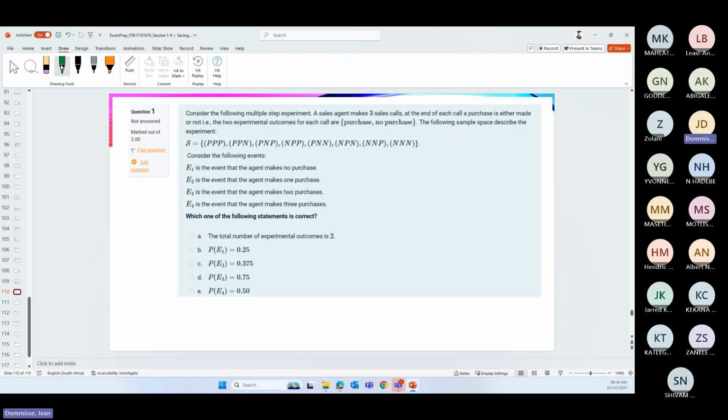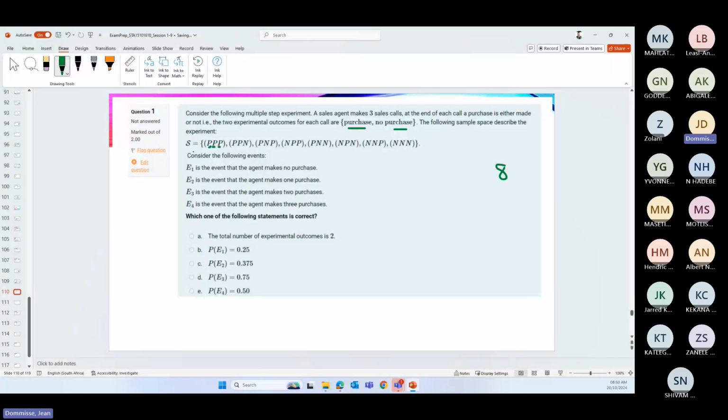So here we go. Consider the following set. They give you a sales agent who makes 3 sales calls. At the end of each call, a purchase is either made or not. So purchase made, purchase made, purchase made, and then purchase, purchase not. The 2 experimental outcomes for each call are purchase or no purchase. The following sample space describes the experiment. So we've got 1, 2, 3, 4, 5, 6, 7, 8 outcomes.